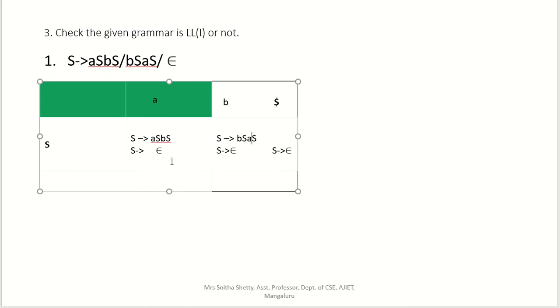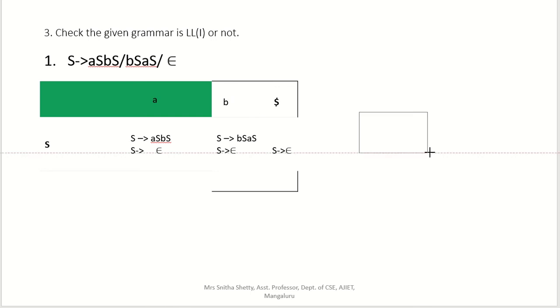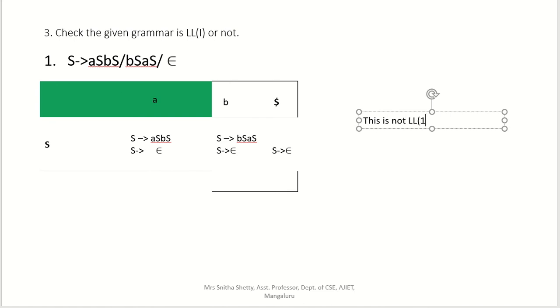So now in a single place in the S, a mapping you can place two productions, and here also you can place two productions. So is this a feasible grammar, is this an LL1 grammar? No. So what is the conclusion? This is not an LL1 grammar. So you can give the conclusion: this is not an LL1 grammar.